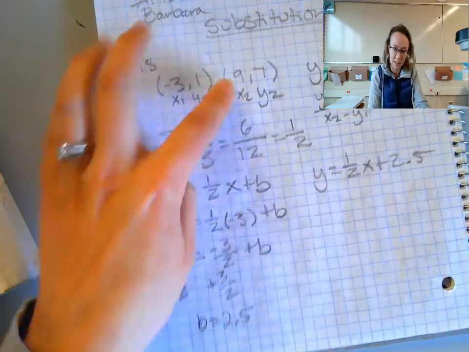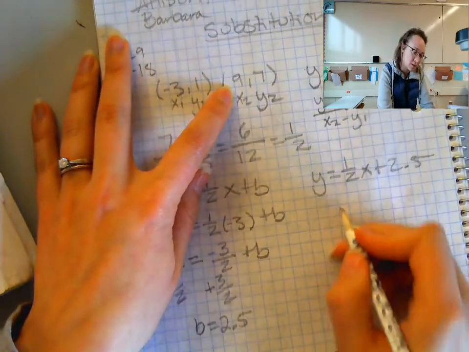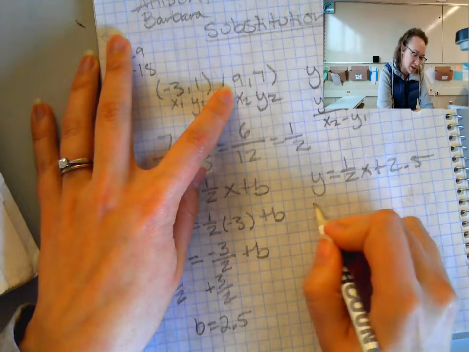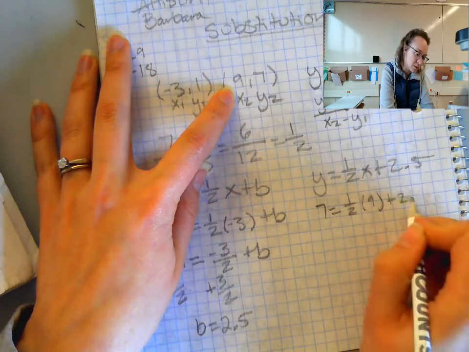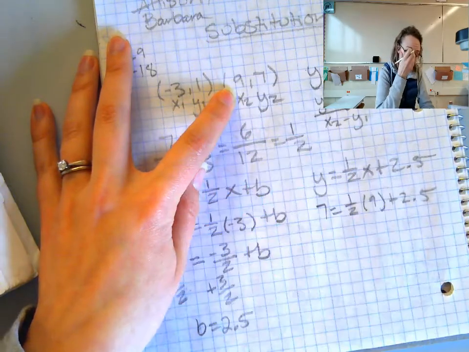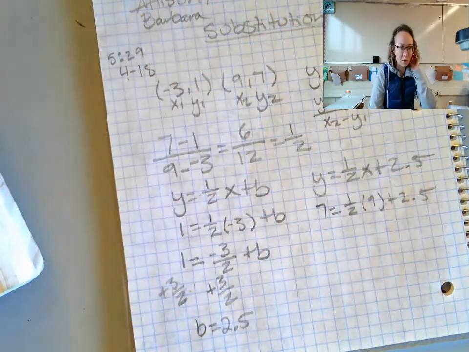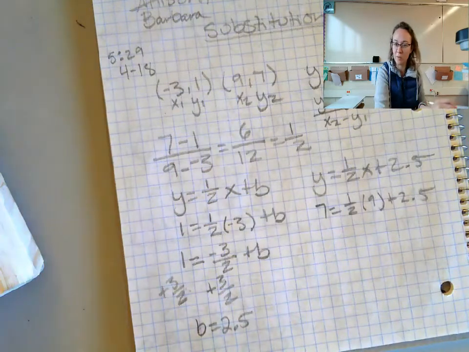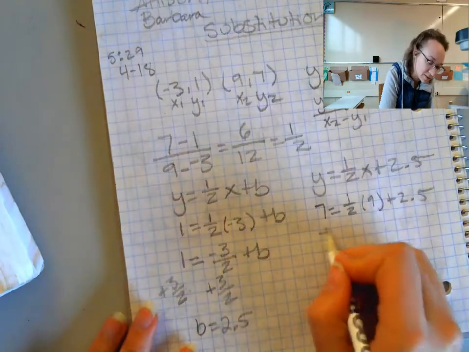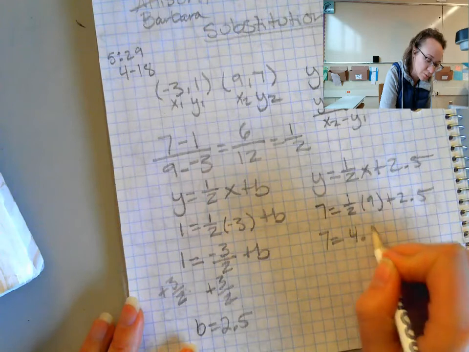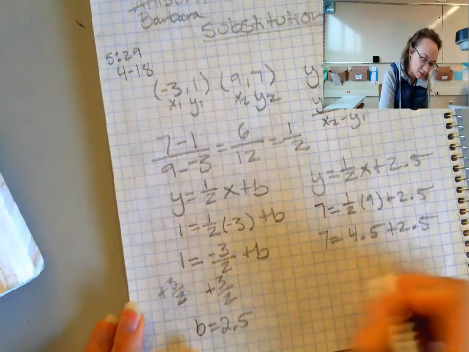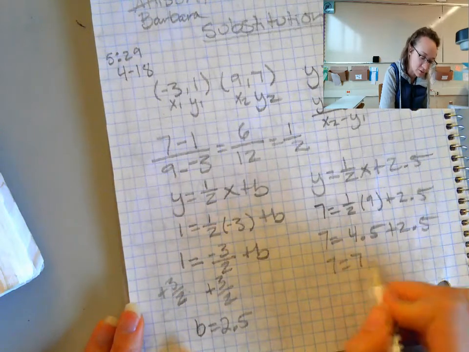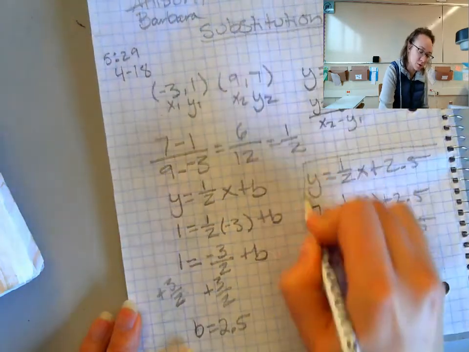I'll check it by plugging in the other equation. So 7 equals 1/2 times 9 plus 2.5. That's obviously wrong. What'd I do? Just kidding, it's right. We're good. So that gives me 7 equals 4.5 plus 2.5, which is 7 equals 7. So it's true. It worked.